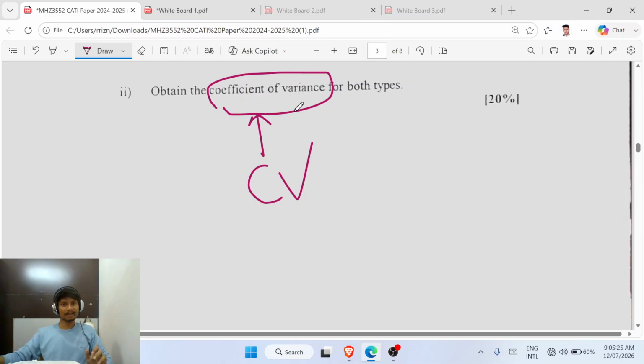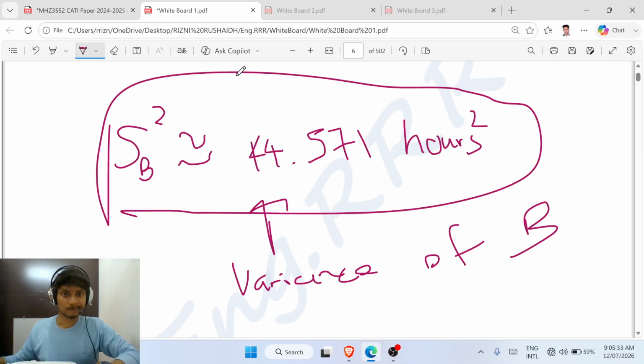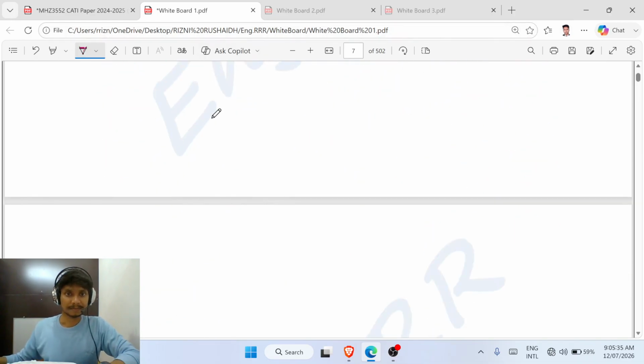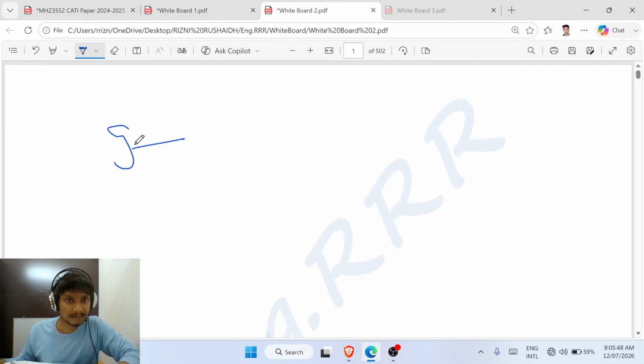We have to find the CV for both types, type A and B. Before going to the question, please memorize this. S is standard deviation.